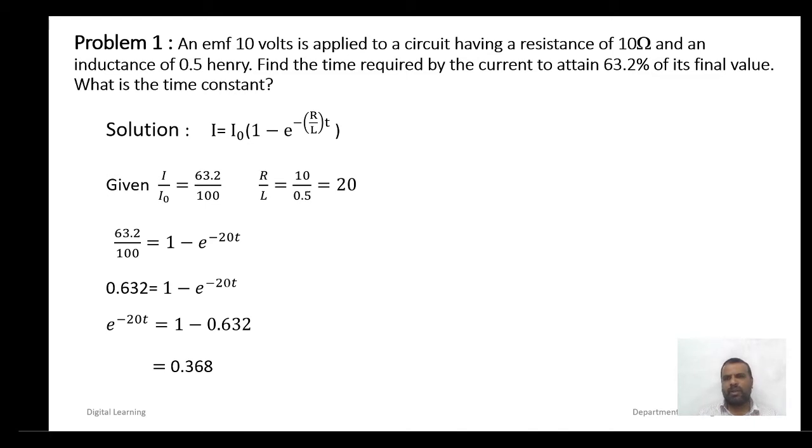Solution. The equation for this problem is I = I₀(1 − e^(−R/L·t)). Given I/I₀ = 63.2/100. R/L = 10/0.5 = 20. So 63.2/100 = 1 − e^(−20t), or 0.632 = 1 − e^(−20t), or e^(−20t) = 1 − 0.632 = 0.368.